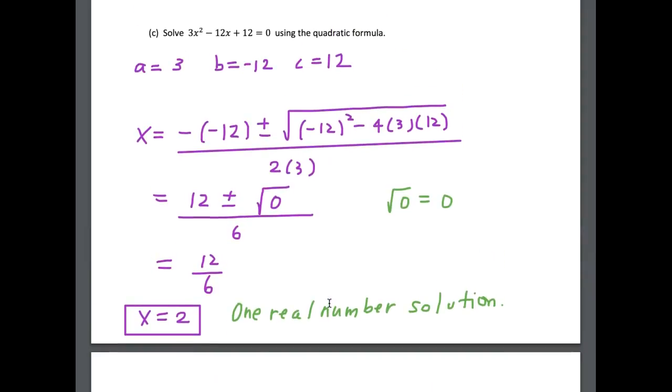All right, let's go back to problem C. And actually, there are three parts to this problem. Again, picking out A, B, and C, putting them in the quadratic formula. An interesting thing happens in this case. We get a 0 under the square root. We know the square root of 0 is 0. I'm just left with 12 over 6. So in this case, I have x is equal to 2, and we just have one real number solution.